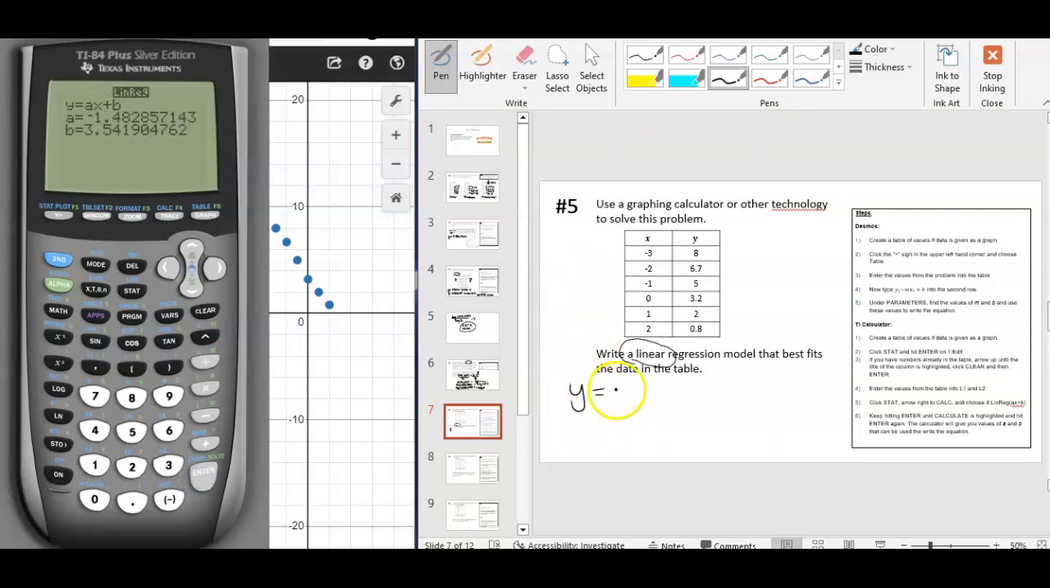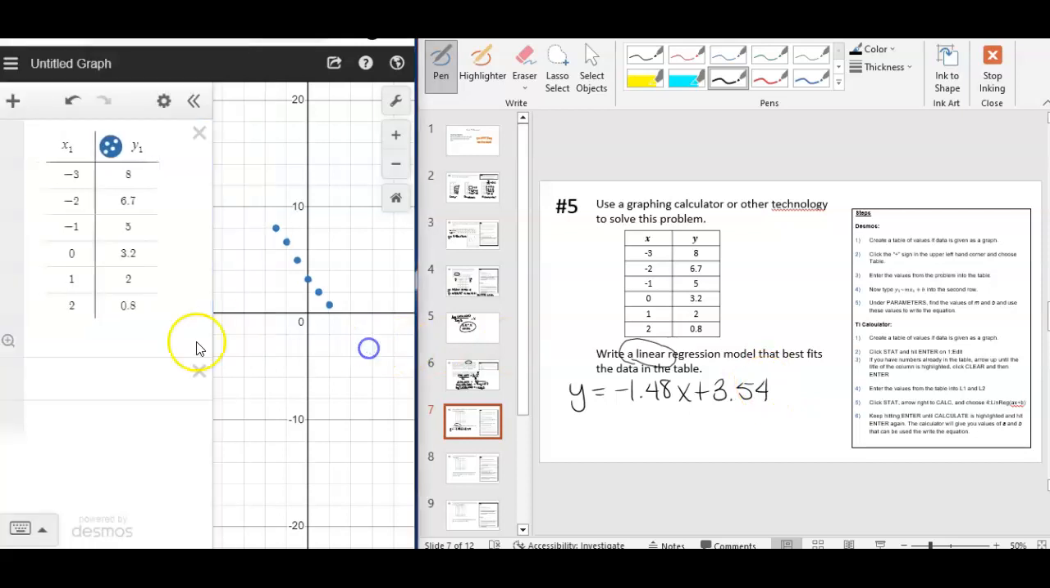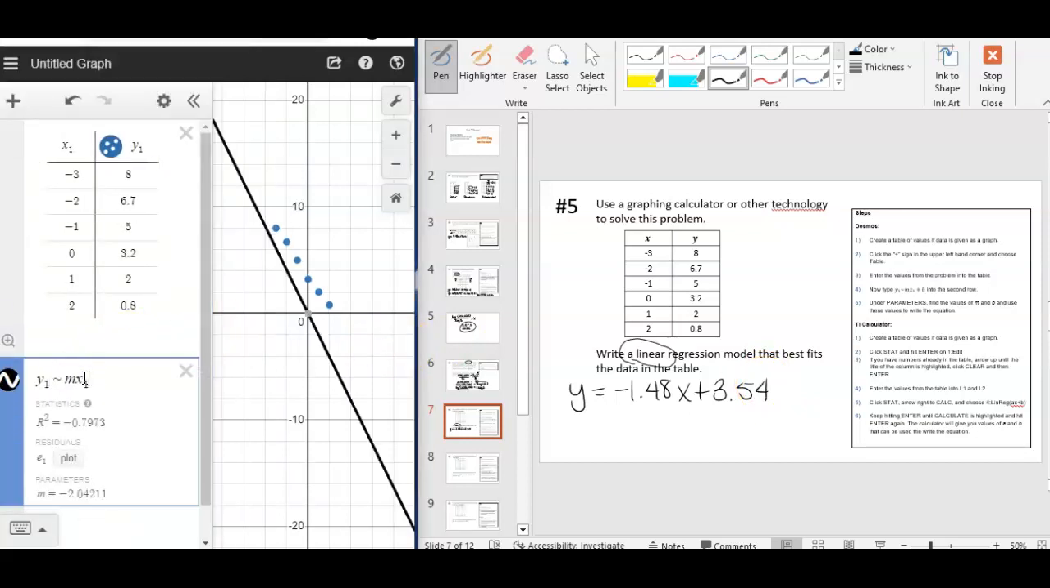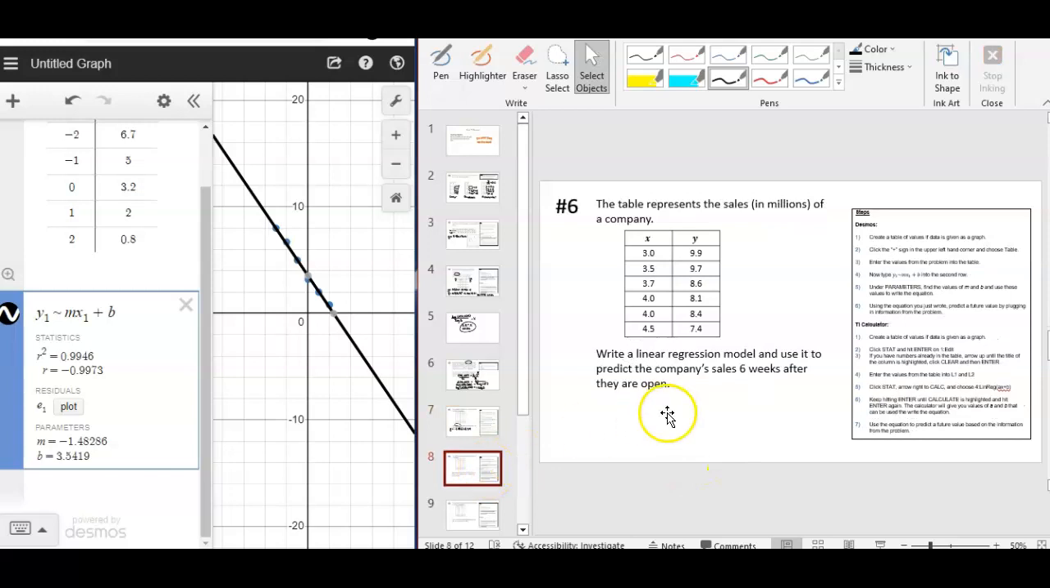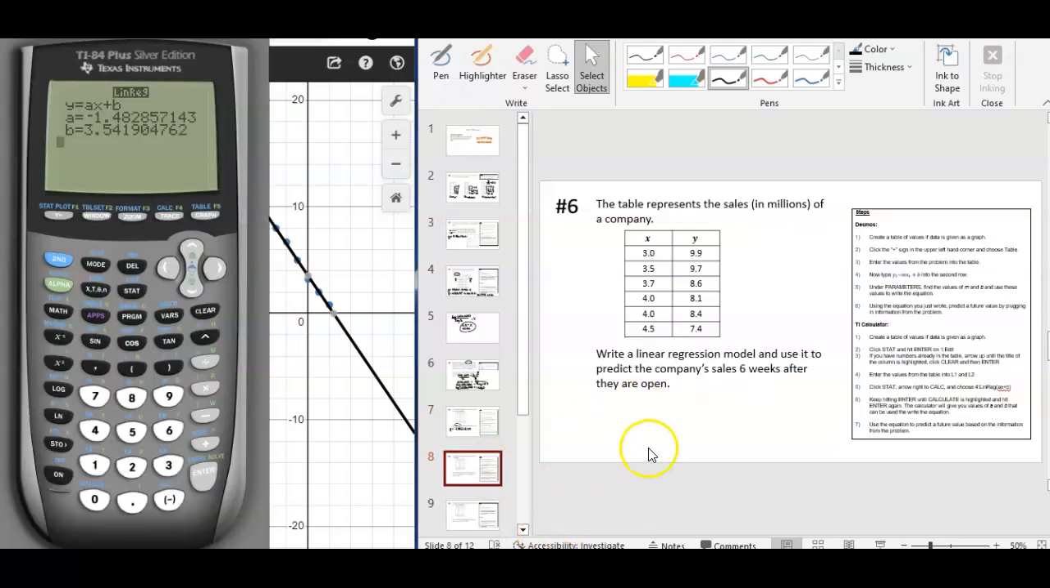So we're going to have y equals negative 1.48x plus 3.54. If you're in Desmos, remember you're going to go to row 2 and type y1 is approximately mx1 plus b. If we scroll down to parameters, it gives us the same values. So in this problem, it says the table represents the sales in millions of a company. Write a linear regression model and use it to predict the company's sales 6 weeks after they are open.